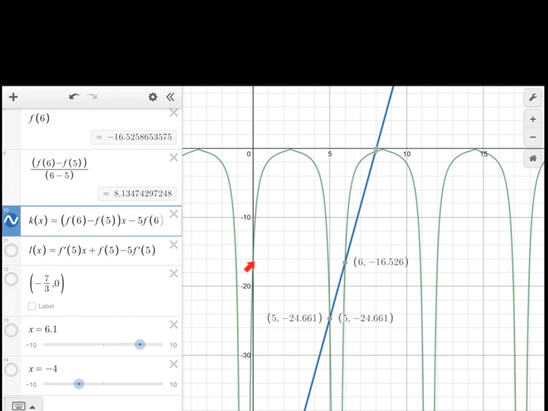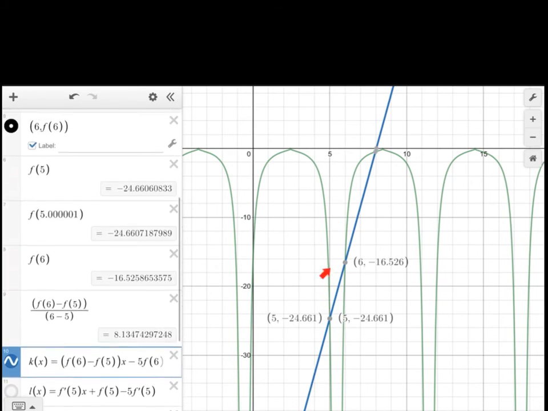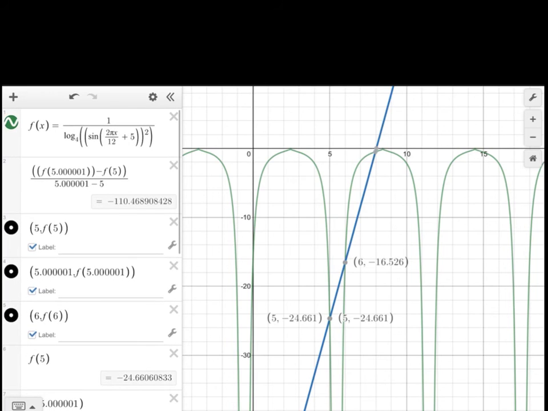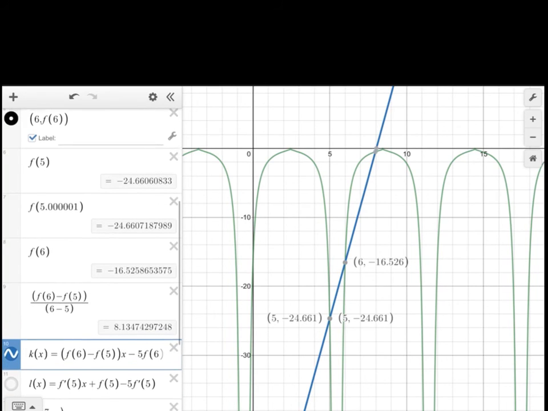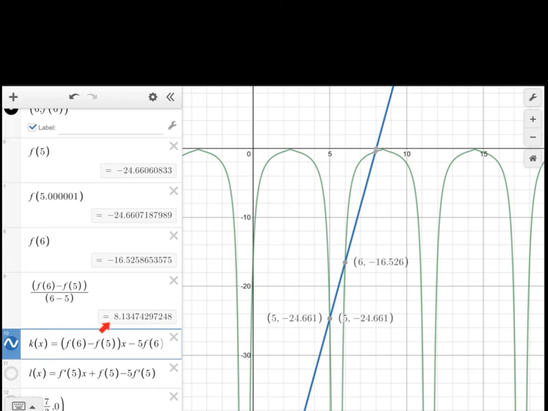But on average, if I'm at negative 24.661, and then 1 minute later I'm at negative 16.526, it doesn't matter how I got there, on average, my speed between that and that was about 8.1347 per minute. Well, yeah, we went up by 8.1347 in 1 minute. So that's exactly what the average is.